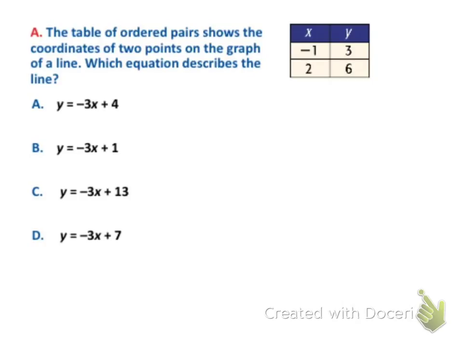Alright, why don't you give this one a try on your own? We've got a table of ordered pairs, so it's the same thing as having a -1, 3 and a 2, 6. It's just represented in a table. And you're going to write an equation. Go ahead, give it a try. Push pause and try it on your own.